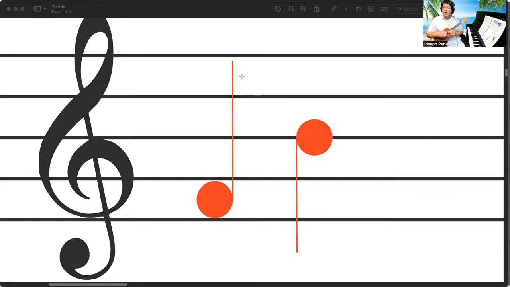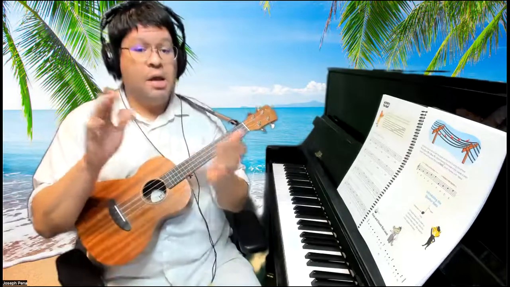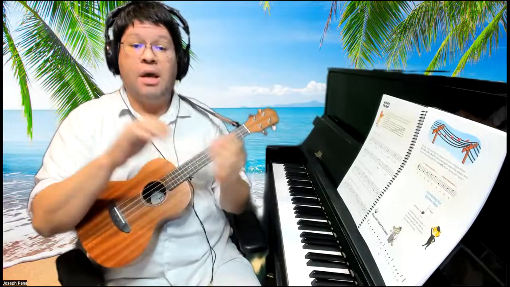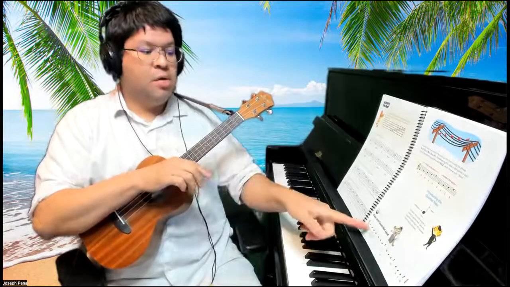A quarter note has one beat. And I want you to clap like this. Let me get out of this for a moment, please. I want you to clap with me like this and say 1. Whenever we have a quarter note, we say 1. Notice here at the bottom, we have a clap and count out loud exercise.